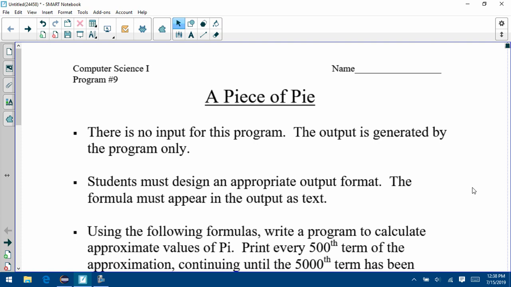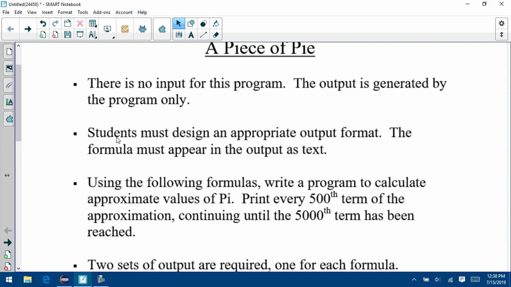Okay, so first off, this program is a little bit different than what some we've done in the past because there's no input for this program. The program is just going to make some calculations and output a result, and that's what you're going to see. Second bullet says students must design an appropriate output format. The formula must appear in the output as text. I'll talk more about that in a second.